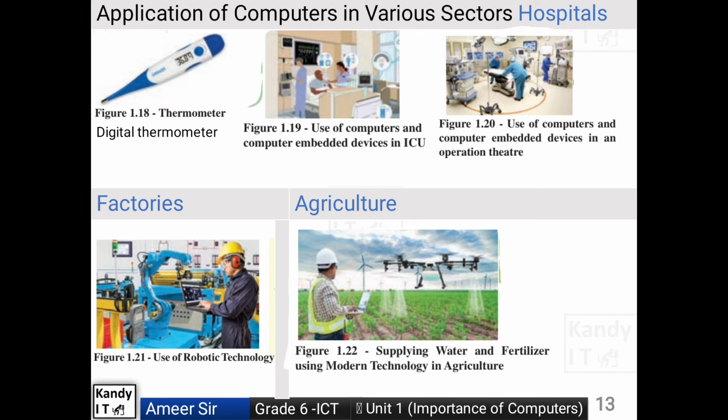And in the agricultural sector, like I mentioned before, especially if you have a lot of land and less population, or the cost of hiring people is too high, you can use computerized systems for watering or fertilizing the crops.